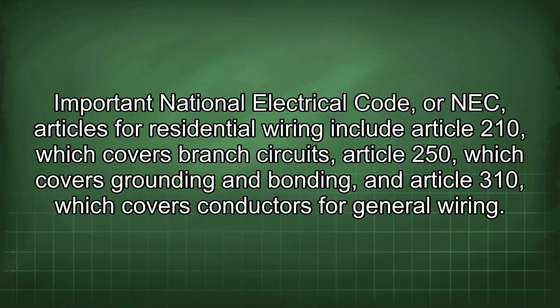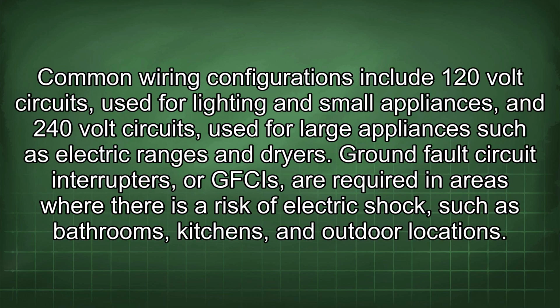Important National Electrical Code, or NEC, articles for residential wiring include Article 210, which covers branch circuits, Article 250, which covers grounding and bonding, and Article 310, which covers conductors for general wiring. Common wiring configurations include 120-volt circuits, used for lighting and small appliances, and 240-volt circuits, used for large appliances such as electric ranges and dryers.